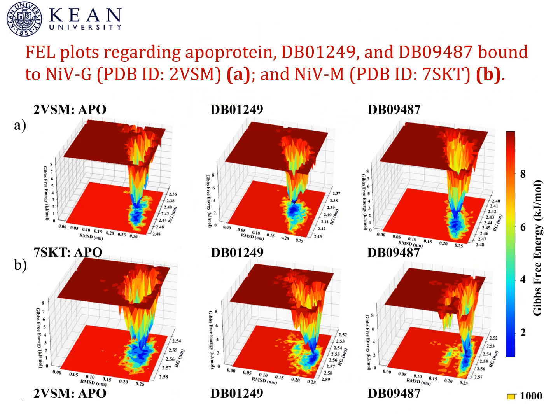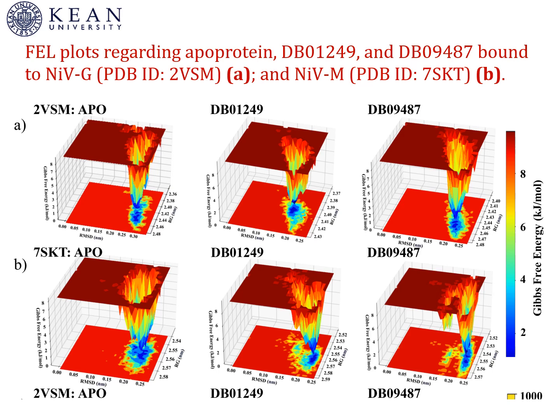For the free energy landscape, the color gradient represents the frequency or the probability of the protein being in a particular conformation, where the red areas indicate low probability, high energy states and the blue areas indicate high probability, low energy states. The apo form of 2VSM shows a free energy landscape with a distinct minimum, indicating a stable conformation with a low RMSD value.